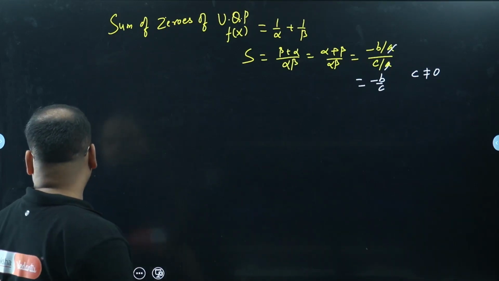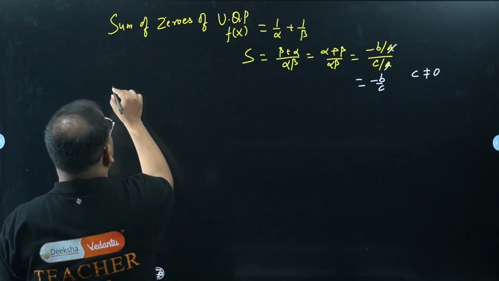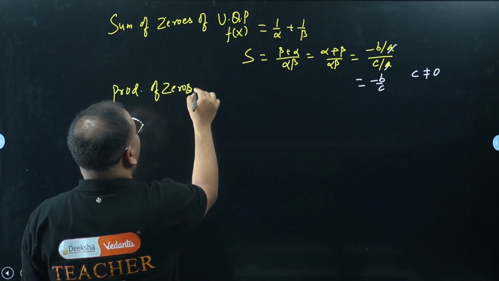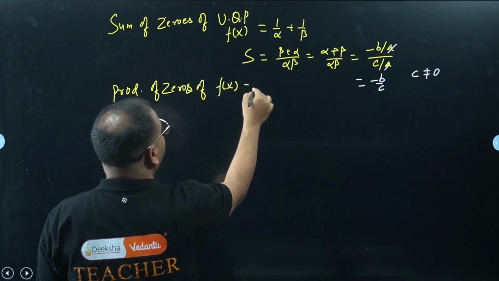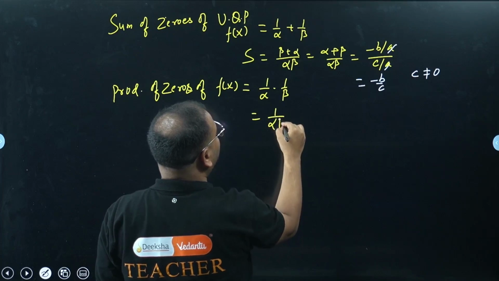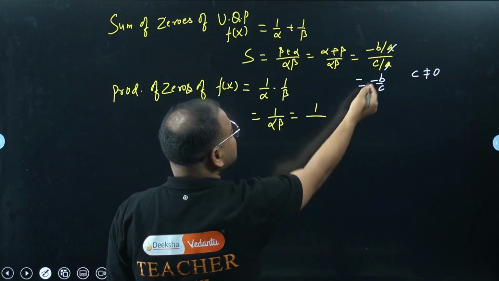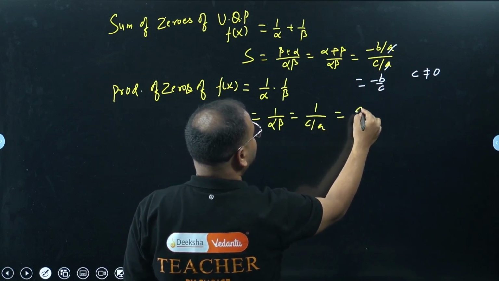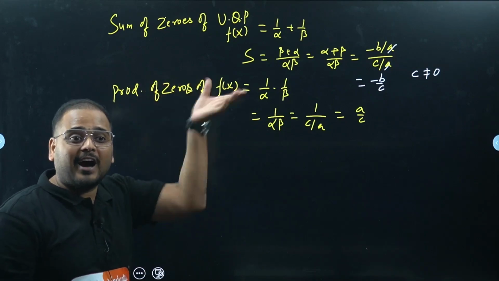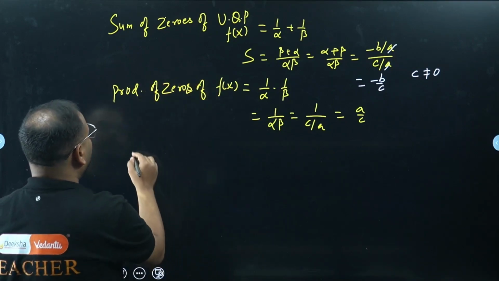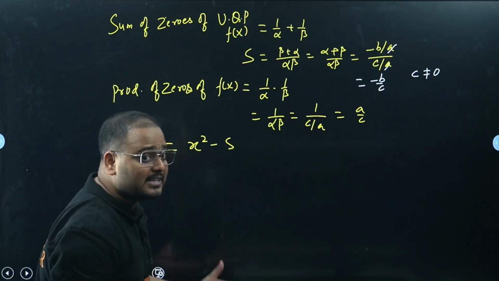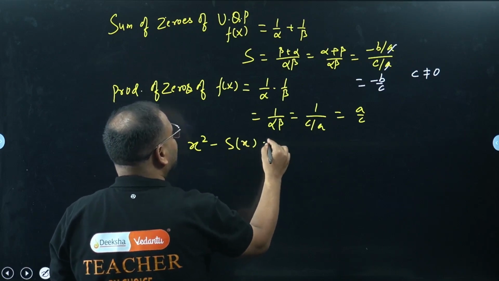Now the sum we found out. Let's go to the product. So what again will we do? The product of zeros of again f(x), which is the unknown polynomial. What is it going to be? 1 by alpha into 1 by beta equals 1 by alpha beta. 1 by alpha beta is c by a, which will become a by c. So now we have the sum and product of the unknown polynomial. What is the formula we learned? f(x) equals x square minus S times x plus P, where S is the sum.